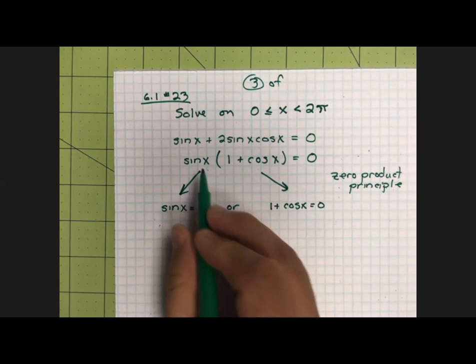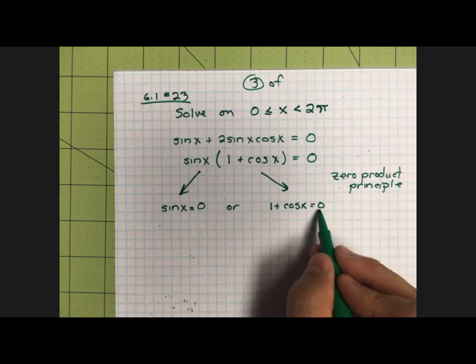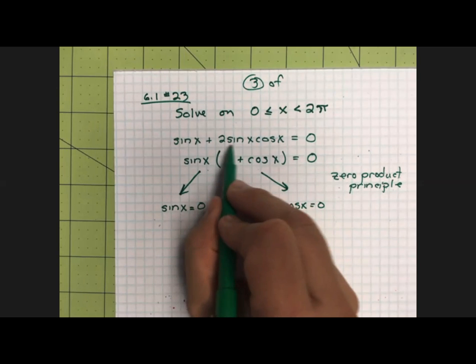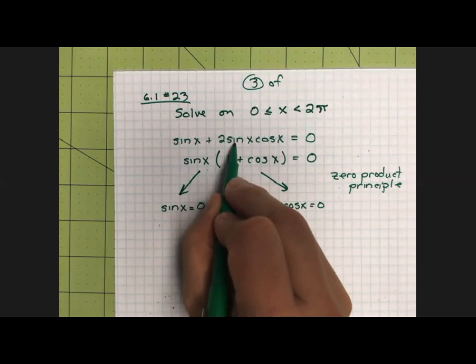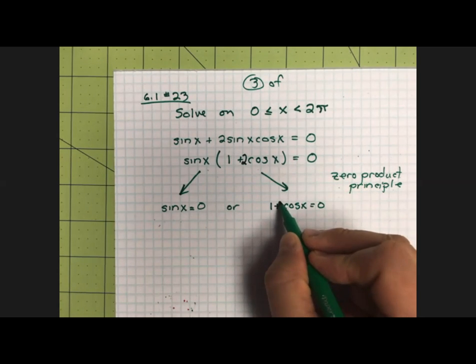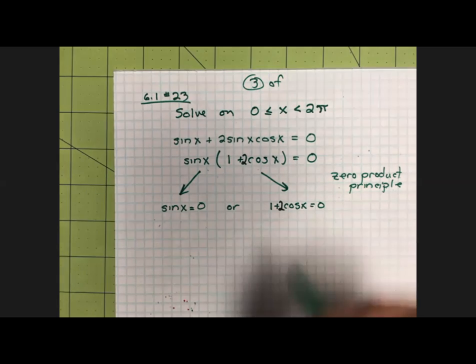Sorry, sine x is 0, or 1 plus 2 cosine x is 0. I'm missing a 2 somewhere, right? So let's make sure you always factor correctly. If I pull out a sine x, there's a 1 left. If I pull out a sine x, there is a 2 right there. So watch yourself every moment.